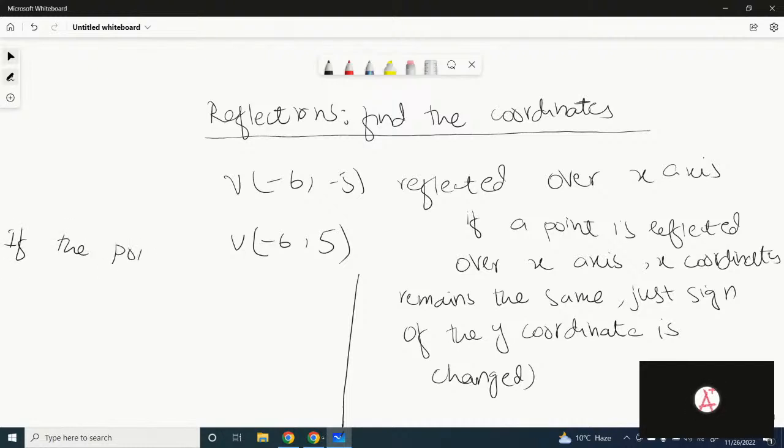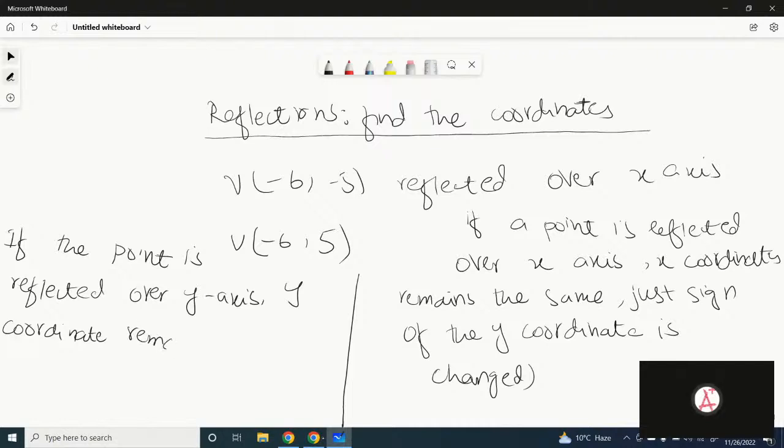And if the point is reflected over the y-axis, the y coordinate remains the same. You can note down these very important points. Just the sign of the x coordinate is changed.